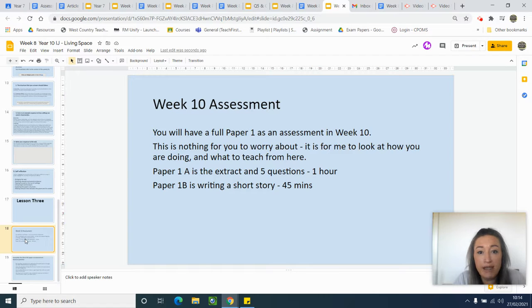Paper 1A is the extract and the 5 questions, and you've practiced all of those questions at different points during this term. Paper 1B is a short story. I'm not going to give you any directed lessons this week on that. If you would like to do some extra revision or practice of short story writing, then you're more than welcome to, and you can email me for a task on that. We will focus a little bit on short story writing once we are back in school.